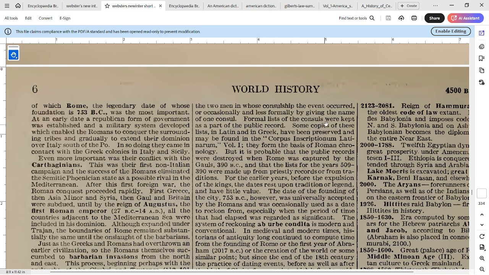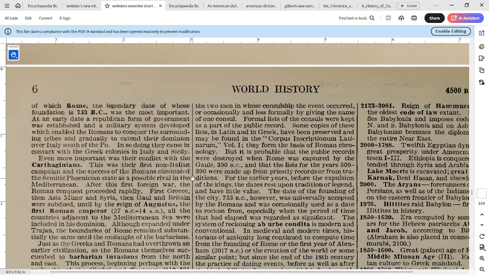So formal lists of the consuls were kept as a part of the public record. Some copies of these lists in Latin and in Greek have been preserved and may be found in the Corpus Inscriptionum Latinarum, Volume 1. They form the basis of Roman chronology. But it is probable that the public records were destroyed when Rome was captured by the Gauls, 390 BC, and that the lists of the years 509 to 390 were made up from priestly records or from traditions.